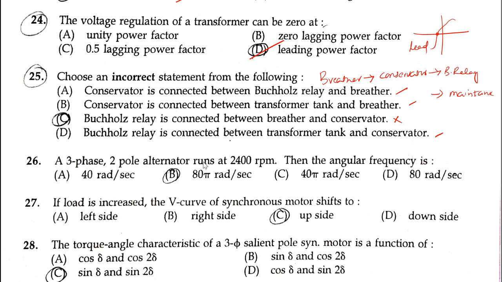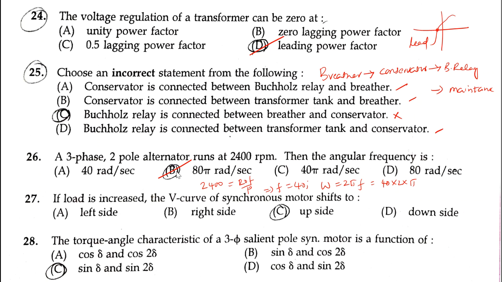A three phase two pole alternator runs at 2400 rpm, then the angular frequency is, so simple question, you can solve this easily. So 2400 rpm is equal to 120 f by p. From this we can find the value of f as 40 hertz, and angular frequency omega is nothing but 2 pi f, which is 40 into 2 into pi, so 80 pi radians per second. Okay, the answer will be b here.